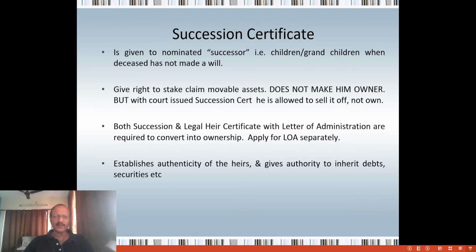It can be taken in everybody's name, or you can nominate one person who will be a succession certificate holder. Now both of these only allow you to operate or do anything on movable assets, nothing on immovable assets. However, when you have a succession certificate, you are allowed to sell an immovable property, not own it.